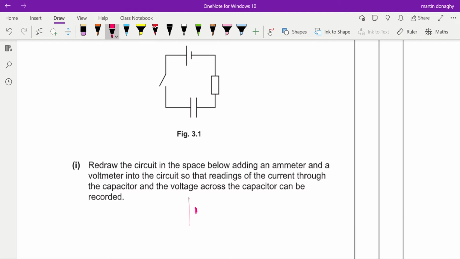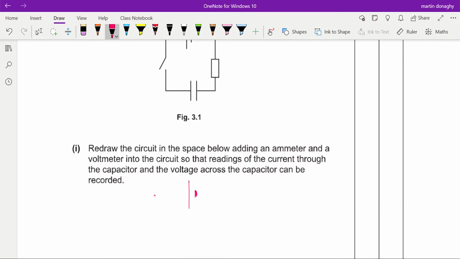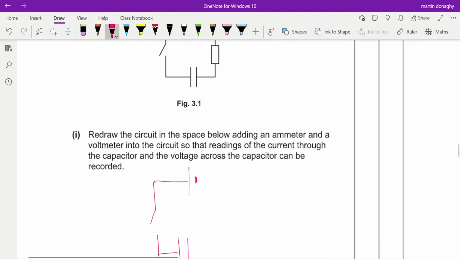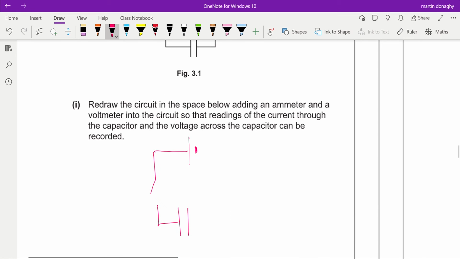So we draw our power supply, we draw our switch, we draw our capacitor, and what we need to do is put in an ammeter in that series circuit anywhere. Now, it's probably good putting it next to the capacitor, but it doesn't really matter where we do that. We can do it anywhere.